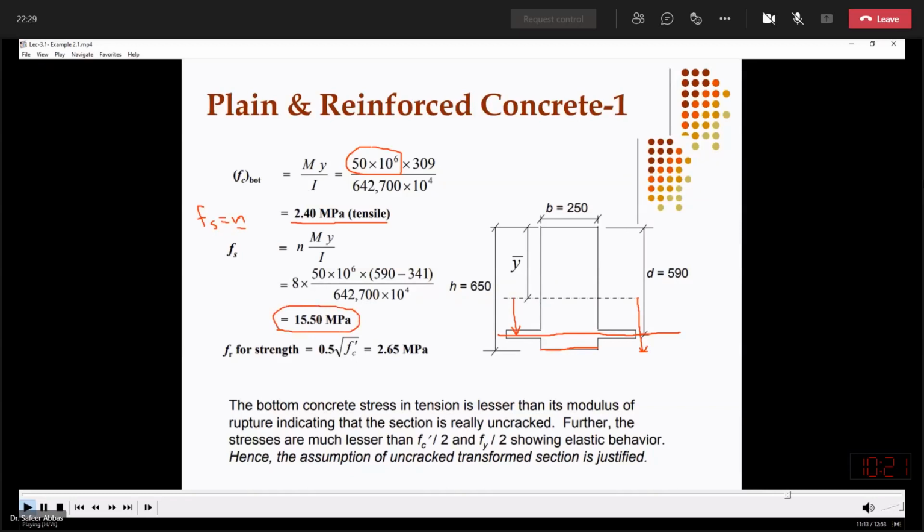Now if we calculate fr, which is the modulus of rupture, it is 0.5 times under root fc dash, which equals 2.65 megapascal. If we see the stress in the steel level, it is basically 15.50. This value is very much less than the yield strength. Yield strength is basically equal to 420 megapascal. So we can say that our steel is not in the yielding stage.